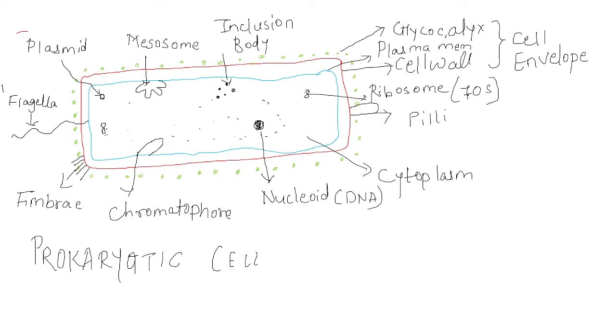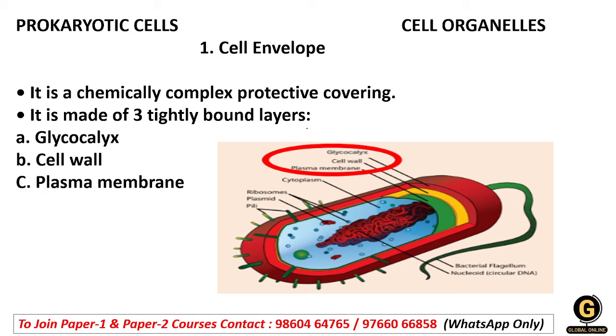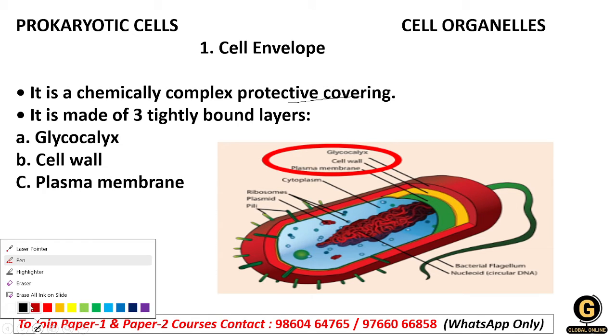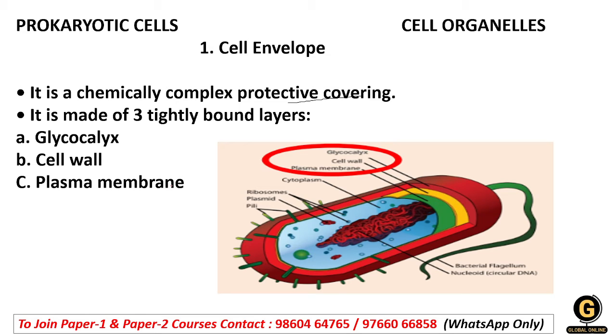Yes. So now one by one we will see all the characteristics, features and functions of these. Okay. Now let's start with the cell envelope. What is the cell envelope, students? It is a chemically complex protective covering. It is made up of three tightly bound layers: glycocalyx, cell wall and plasma membrane. Right? Glycocalyx is the outermost. The middle is the cell wall and the innermost is the plasma membrane.